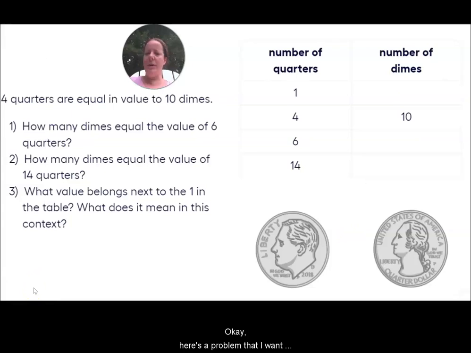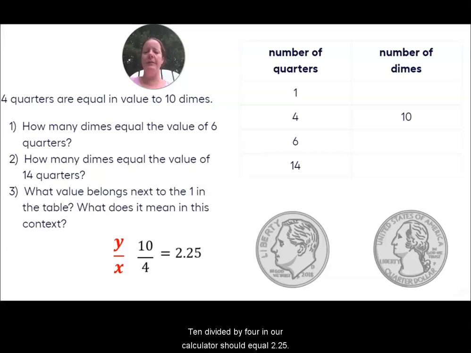Okay, here's a problem that I want you to try to do on your own. Make sure that you label the columns with your x and y, and then try to use the rule y over x to solve for the constant of proportionality. Go ahead and pause the video and try to solve these missing values on your own. Let's make sure that we have the right answers. So y over x, you should have used 10 over 4. 10 is in the y column, 4 is in the x column. 10 divided by 4 in our calculator should equal 2.25. Okay, that means that 4 times 2.25 is 10.